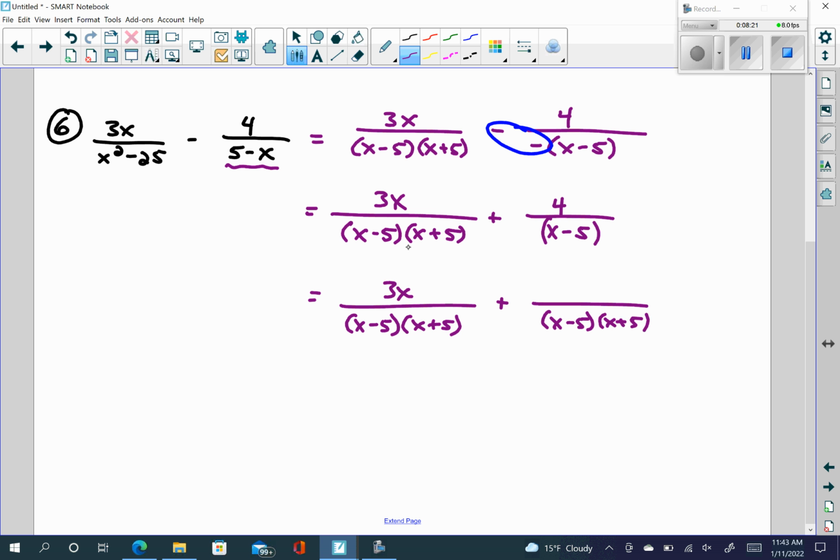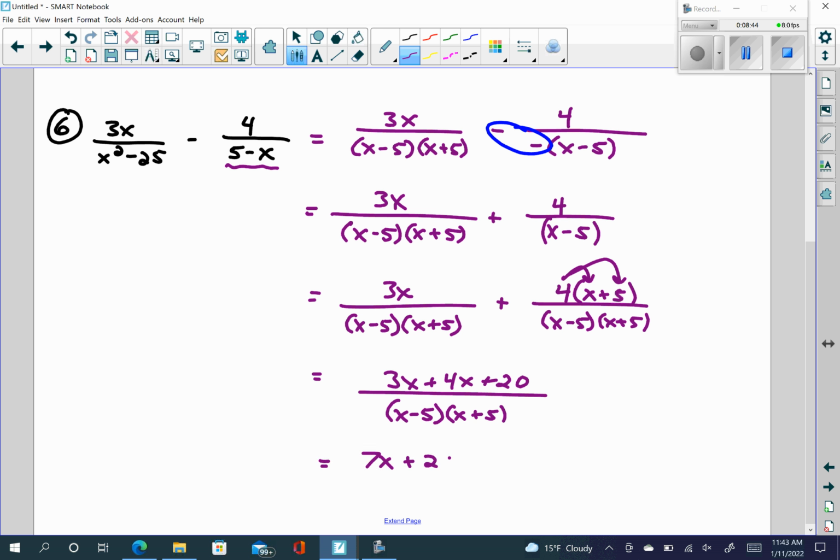So the 3x will just stay because it already had both factors in its denominator. The 4 will have to get multiplied by the x plus 5. So we're going to make one big fraction now. 3x will just drop down. Because this is a plus sign, we could distribute a positive 4, so we'll get a plus 4x plus 20. Combine the x terms, so this is where I'm coming up with 7x plus 20 over the LCD.